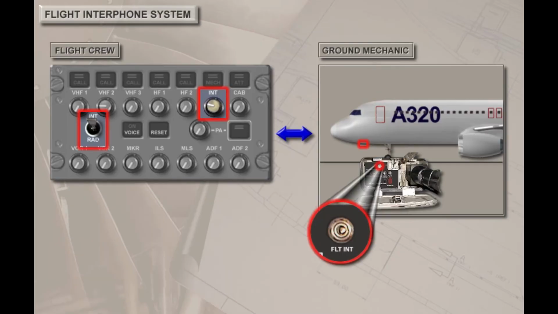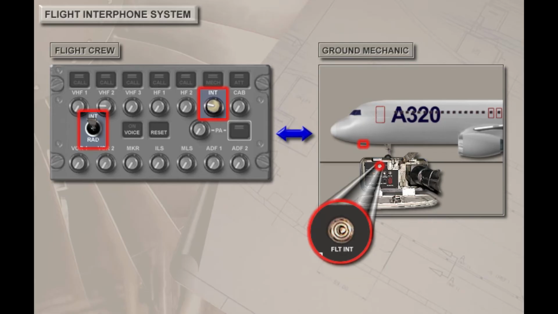The flight interphone system allows the flight crew to talk amongst themselves or to communicate with a ground crewman using a headset through an interphone jack on the external power panel. The interphone reception knob must be in the on position to hear interphone communications.